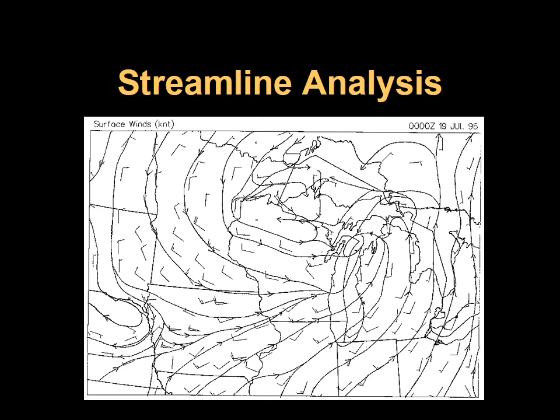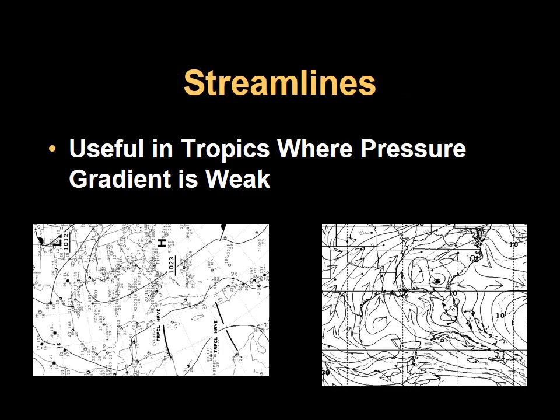One other thing I'd like to mention is that streamline analysis is very useful in places where you have very weak pressure gradients. And one of those locations is in the tropics. And streamline analysis is done in the tropics to help identify tropical waves that help form hurricanes and typhoons.